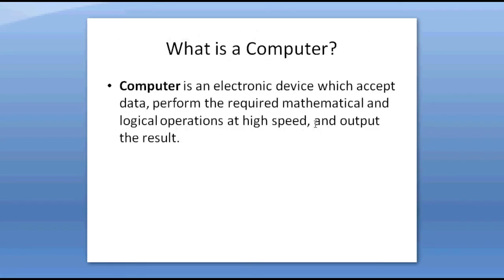What is a computer? A computer is an electronic device operating under the control of instructions stored in its own memory that can accept data, process the data according to specified rules, produce results, and store the results for future use.